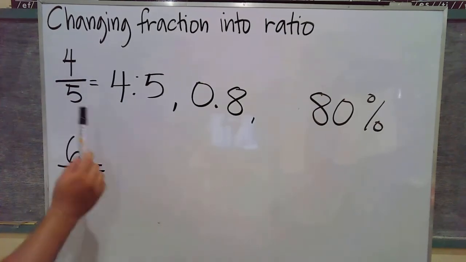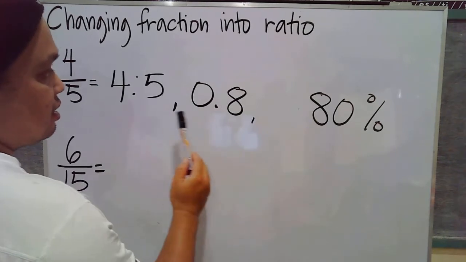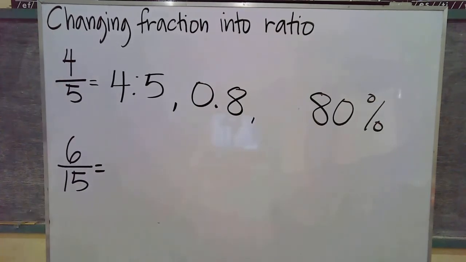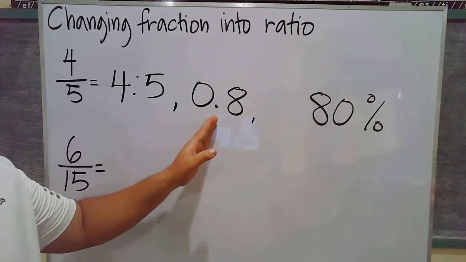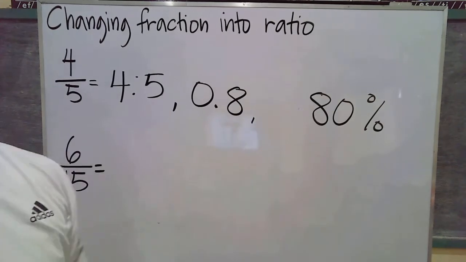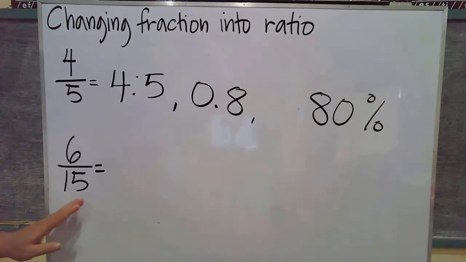Okay. Now all of these are just the same number in different form. We have fraction, ratio, decimal number, and percent. Okay. How about we do this one? Let's change it first into a decimal number.